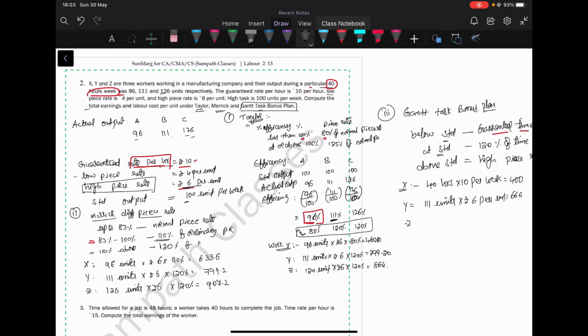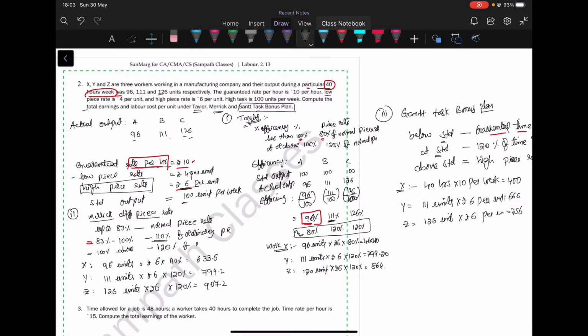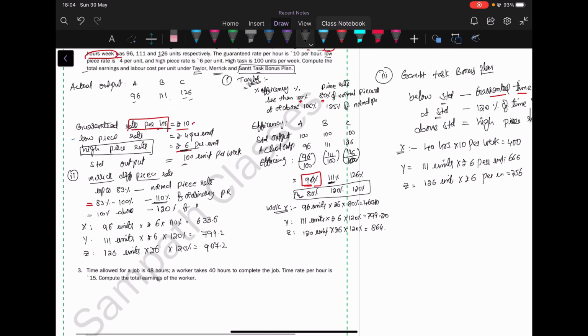Next, worker Z, he produced 126 units into 6 rupees per unit. 126 into 6 rupees, that is 756 rupees is the amount. You check. I think you understood this one. Next we will go to the next problem.